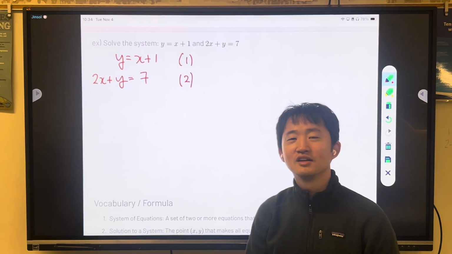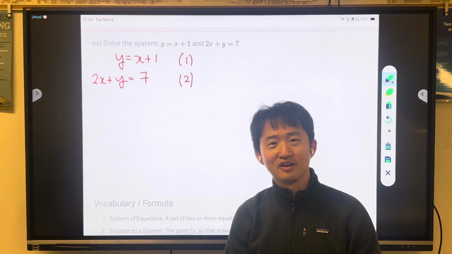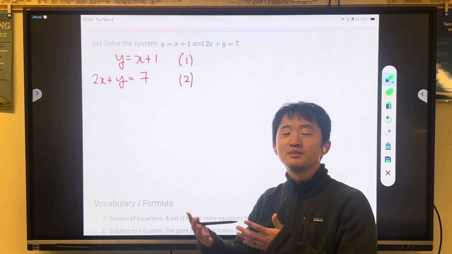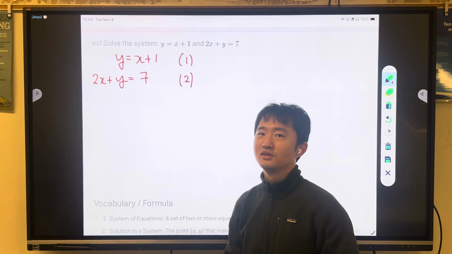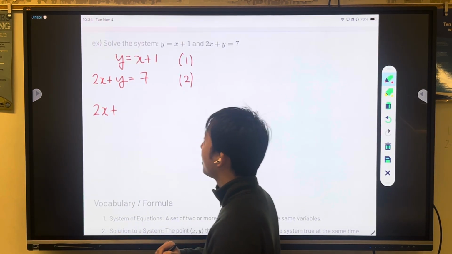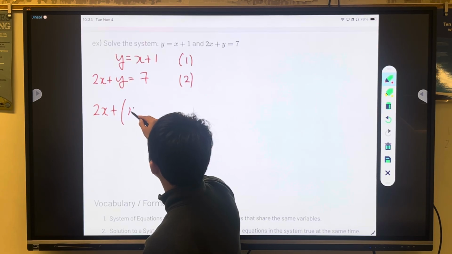Why can we do that? Because y is x plus 1. They're identical to each other. So there's no problem for us to substitute x plus 1 into the second equation. So let's do that. I'll write 2x plus, and instead of writing y, I'll put bracket x plus 1.